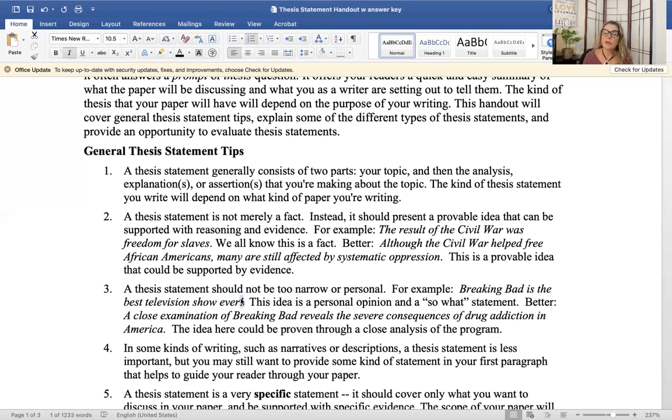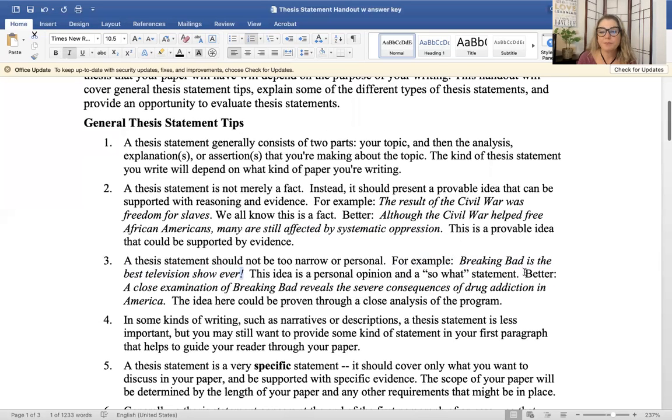Instead, again, turn it into some kind of provable idea. For example, this one. A close examination of Breaking Bad reveals the severe consequences of drug addiction in America. So this is something that's provable and would be interesting to the reader. And you wouldn't have to explain all of the episodes of Breaking Bad. You could just analyze one episode and look at segments that really support that idea of the severe consequences that come from drug use. Okay.